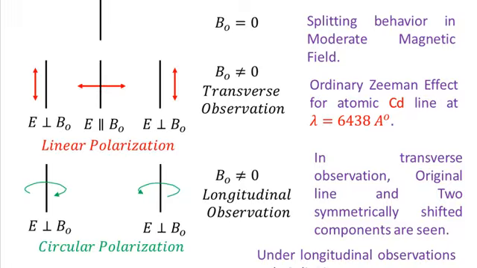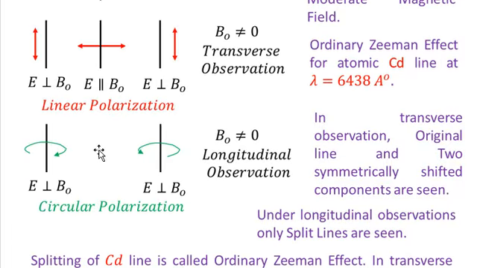Now we consider another observation in which the central component is not present. This is the same case when the magnetic field is applied, but now the observation is longitudinal. That is, we are observing the data in the direction of the magnetic field. And we observe two polarized lights, but these are not linearly polarized, they are circularly polarized lights. In circularly polarized lights, the electric field is rotated continuously.